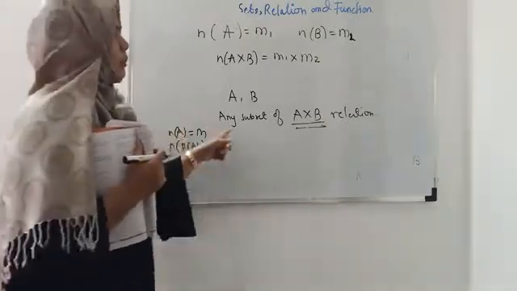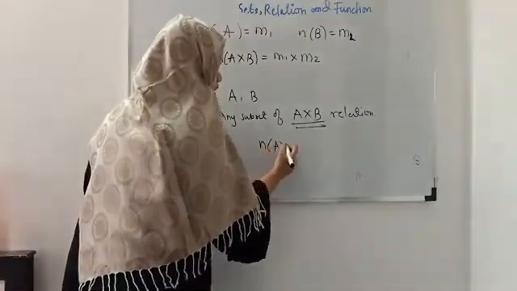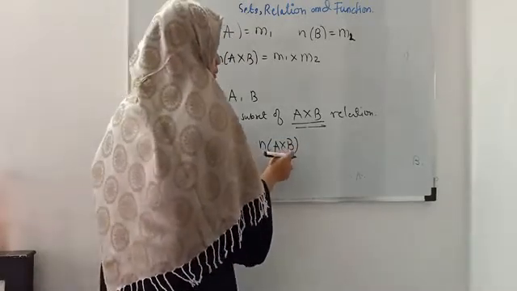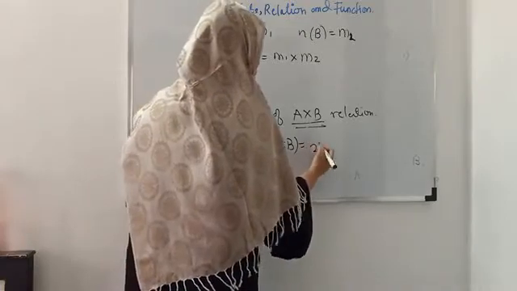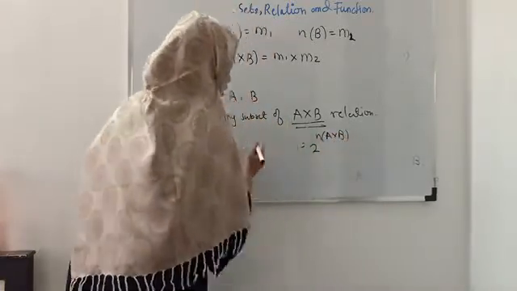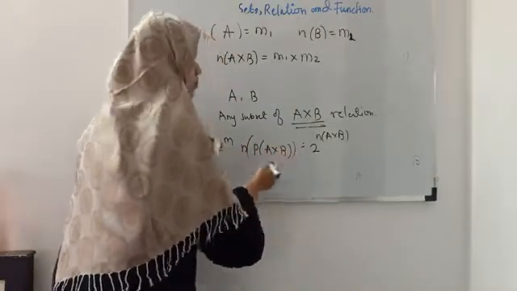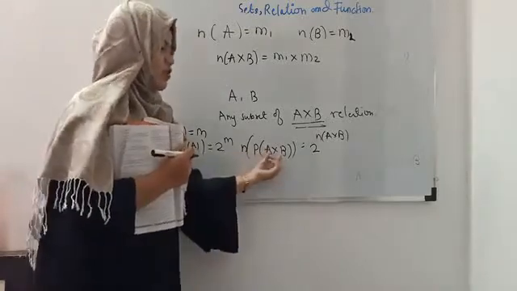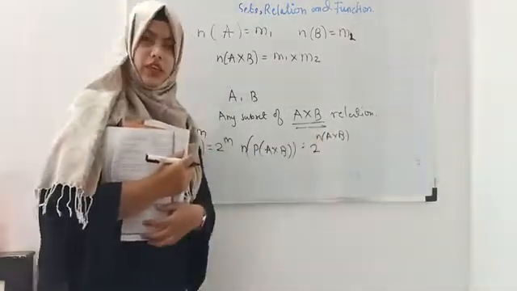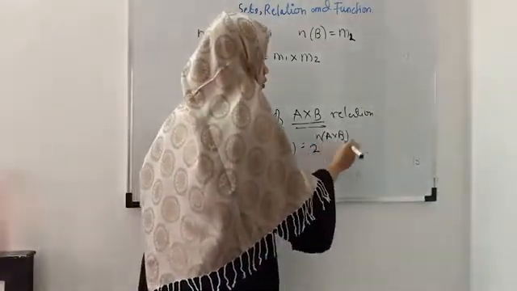So here the number of subsets of A cross B will be what? It will be n of A cross B, right? So the number of subsets of A cross B, that means power set, will be what? 2 raised to n of A cross B. Here it is the number of power set of A cross B. पावर सेट मतलब सबसेट ऑफ A क्रॉस B। तो उसकी कार्डिनलिटी क्या होगी? 2 raised to n of A cross B होगी, राइट?